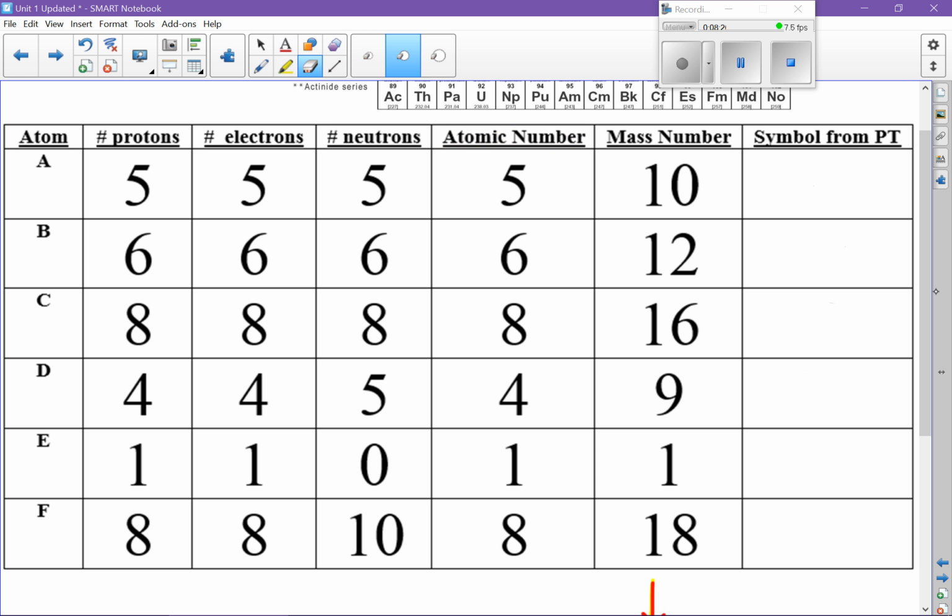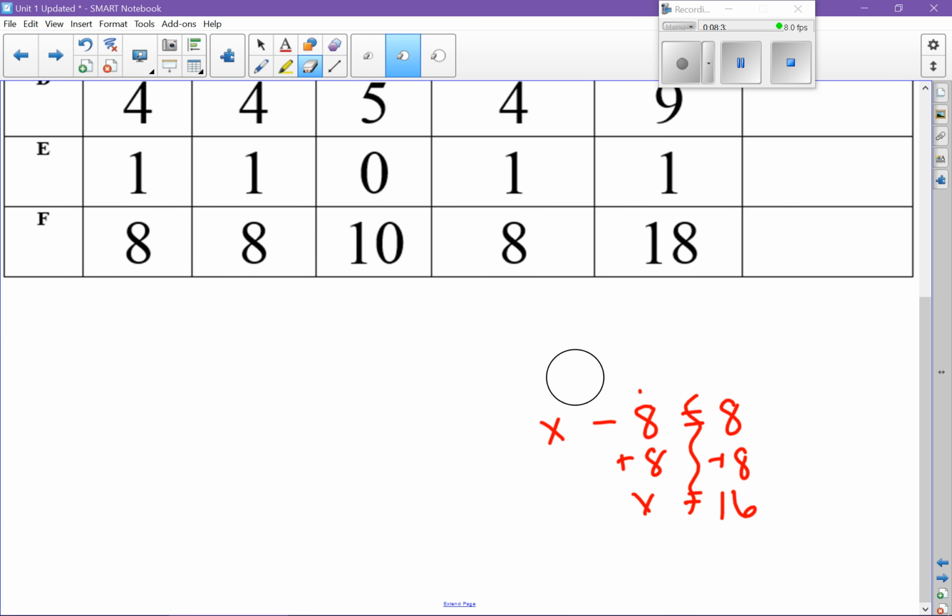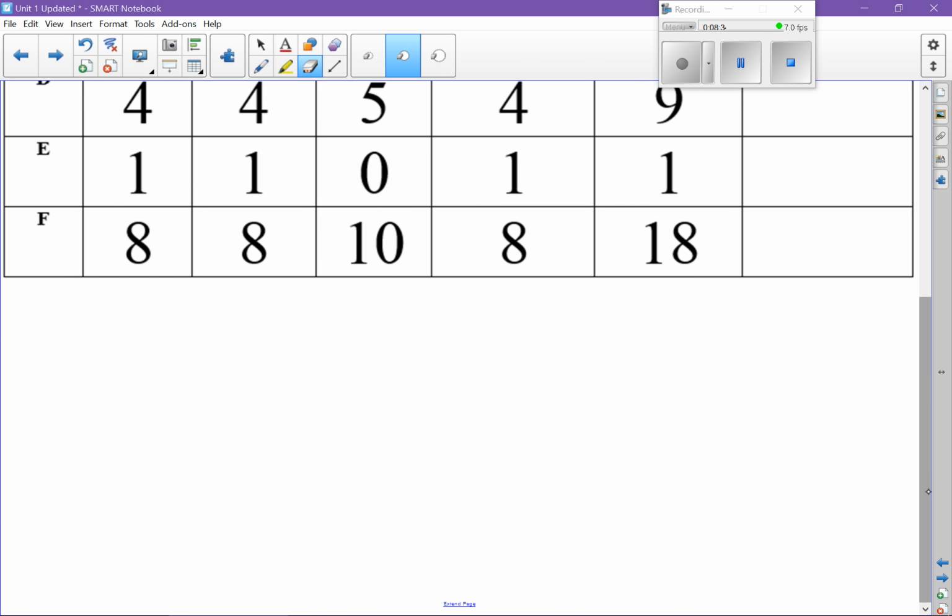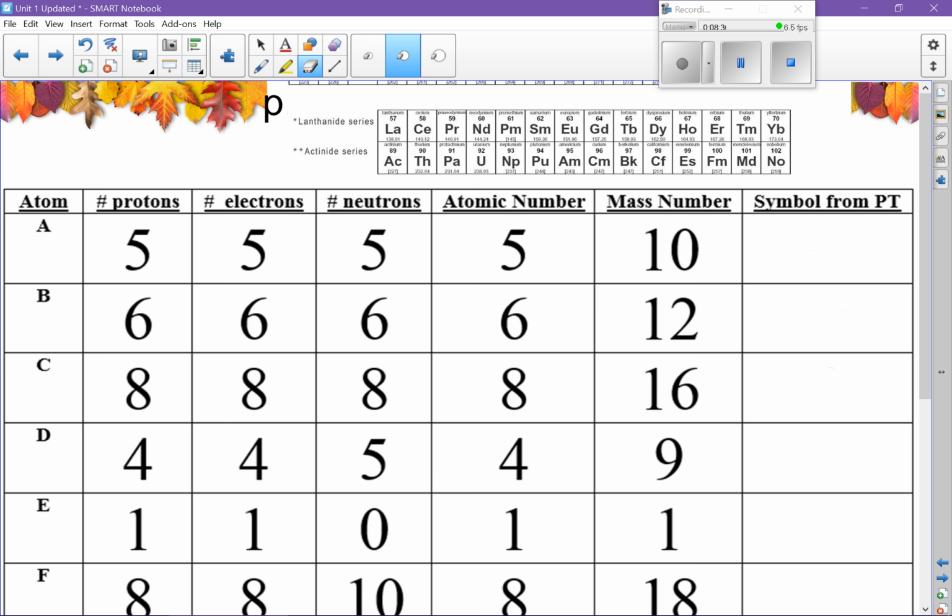Alright, we're going to do the last column now. In order to figure out the symbol from the periodic table, we have to figure out which of the numbers from up above we are really going to use. Which one of these columns will identify it on the periodic table? The answer is it's all about the protons, which is the same as the atomic number. So grab a periodic table, and we are going to compare the atomic number, or the number of protons, and figure out what element that is for real.